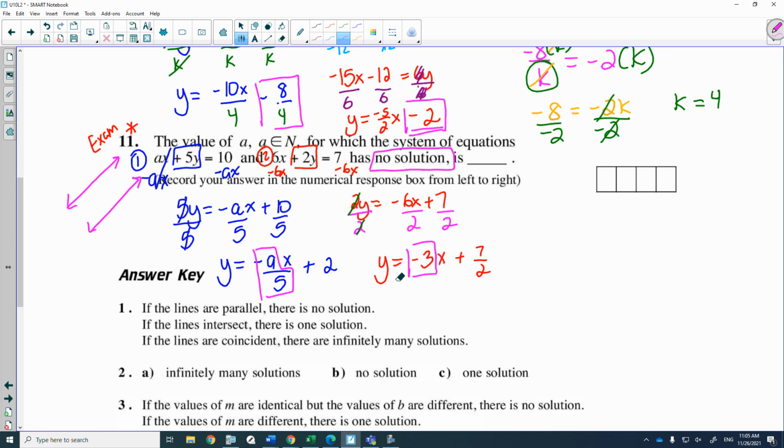So let you make them equal to one another. We do the exact same thing. Negative a over 5 has to be negative 3. You're going to solve for a. So you've got to get rid of that divide by 5. So you're going to multiply both sides by 5. And you're going to get negative a is equal to negative 15.